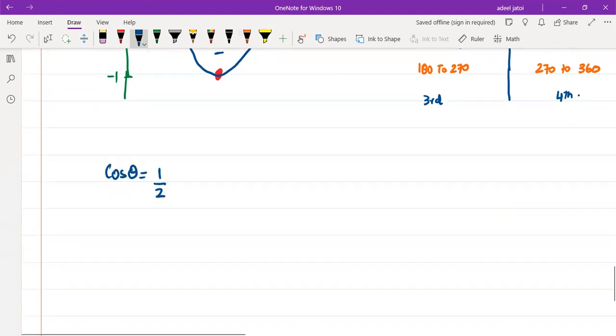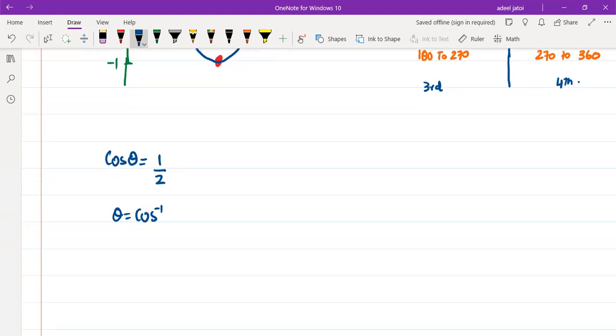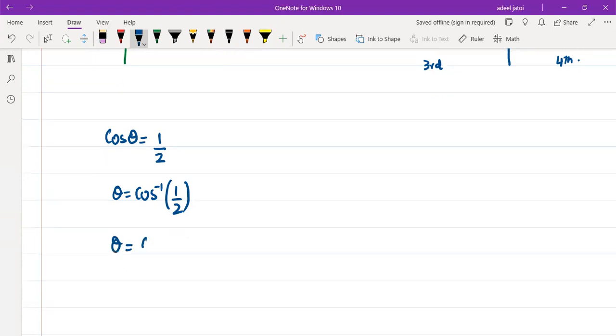So in respect to that, if I say cos theta is equal to half, can I say theta is equal to cos inverse half? Do you agree? What is the value of cos inverse half? That is 60. So can I say this will be my basic angle?